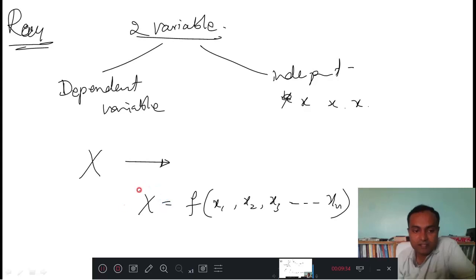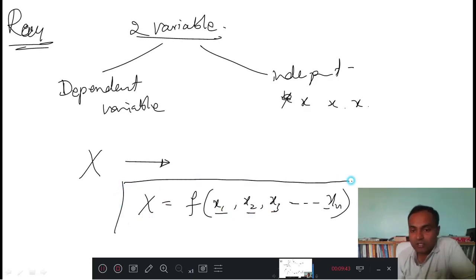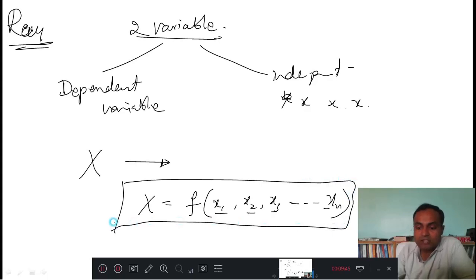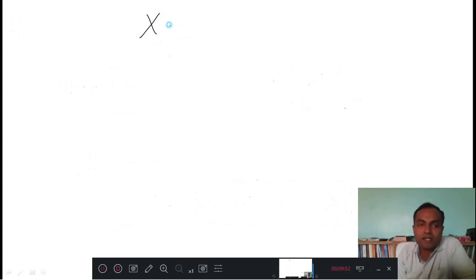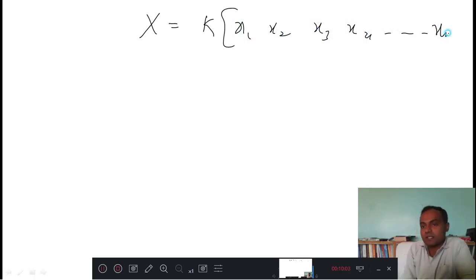See, this variable is depending on many other variables. This is a generalized equation. In some textbooks they will write it as f of x1, x2, x3, x4, or otherwise you can write it as x equal to k into x1, x2, x3, x4, up to xn, where k is some proportionality constant. This is Rayleigh's method.